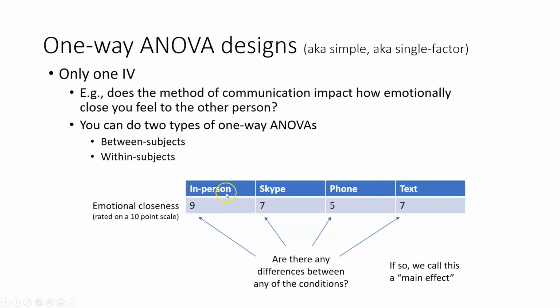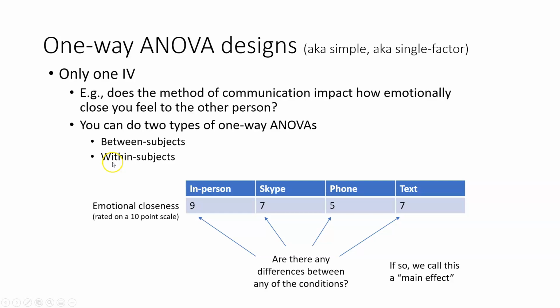So 30 people came into your laboratory and they communicated in person. 30 other people came in and they communicated with somebody over Skype. And 30 more people came in and they talked over the phone. And 30 more people came in and they talked over text. That's a between subjects design, because you are comparing the differences in the means here between the subjects. They're separate subjects, so you're comparing between them.